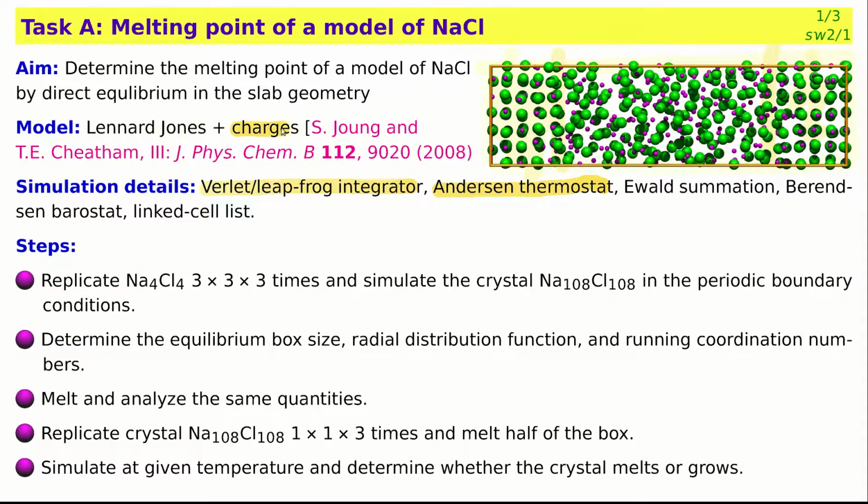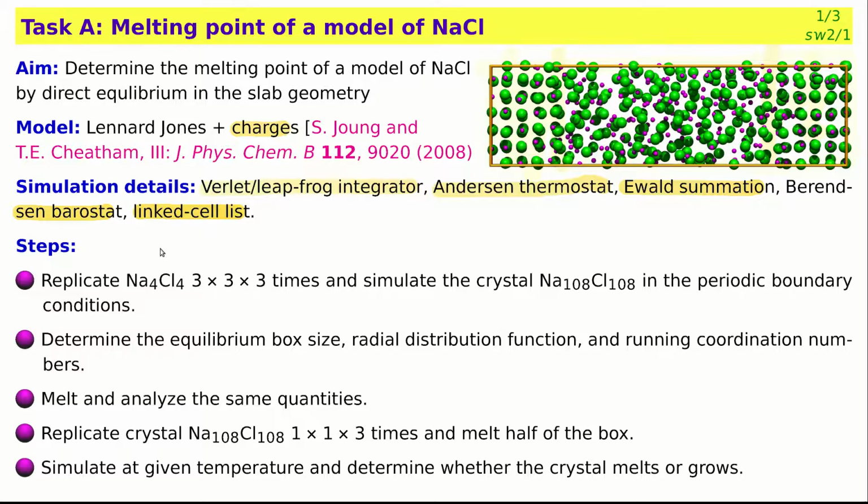We have charges, so it's necessary to use the Ewald summation, and the barostat will be the simple Berendsen type. From the technical point of view the code will use the linked cell list method, and I have on my notebook 4 processors, so I will use all these 4 processes in parallel.